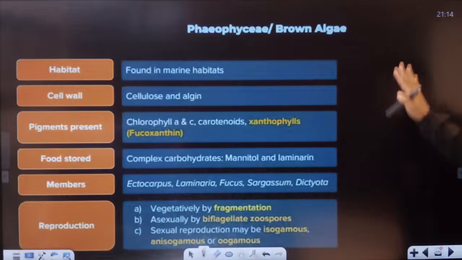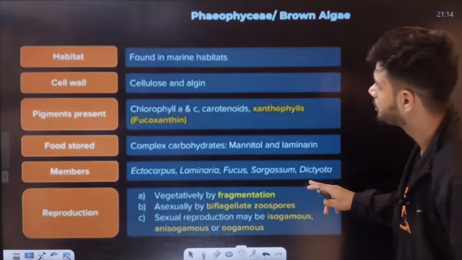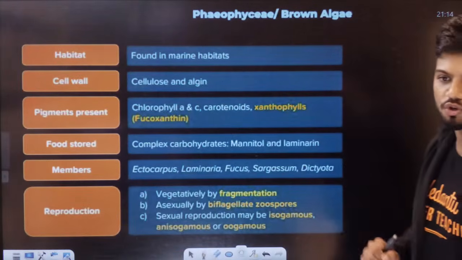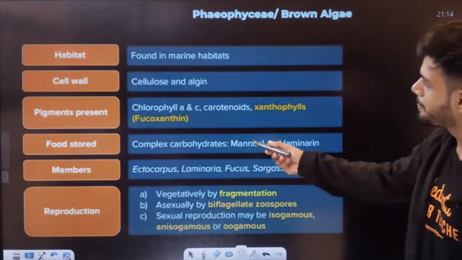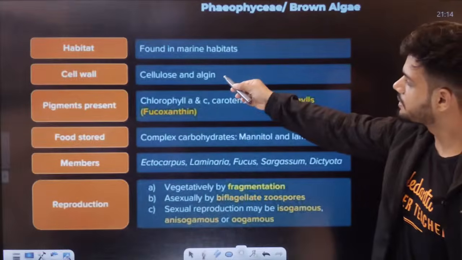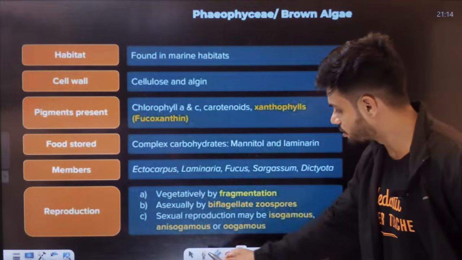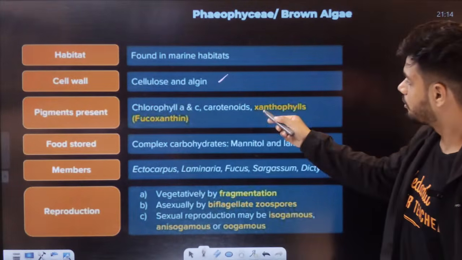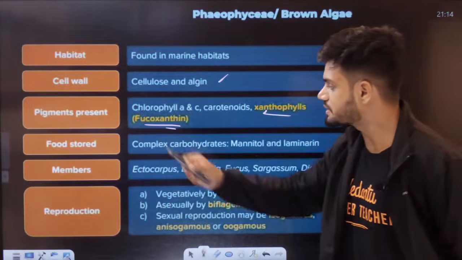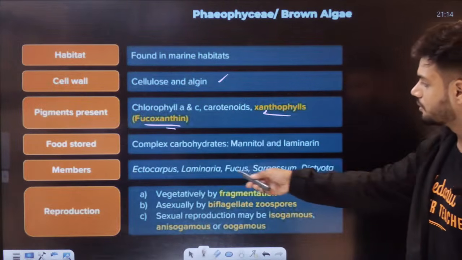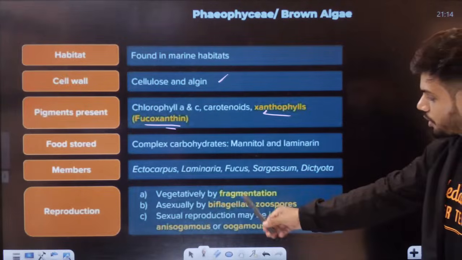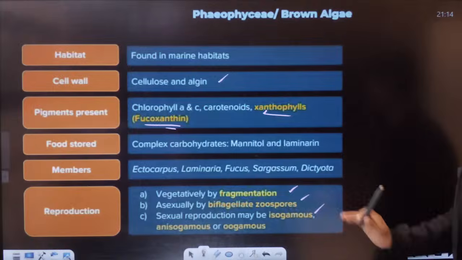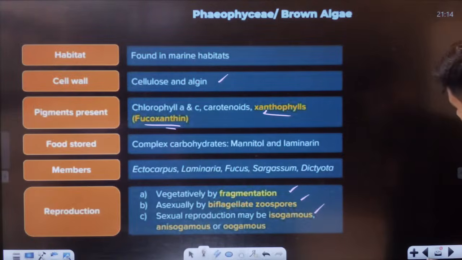Students, here is all the information you need for phaeophyceae. Found in marine mostly. Cellulose and algin. Remember, algin was your hydrocolloid. Xanthophyll, that is fucoxanthin. Mannitol, laminarin. Ectocarpus, Laminaria, Fucus, Sargassum, and Dictyota. Reproduction, all three types are found here, students.